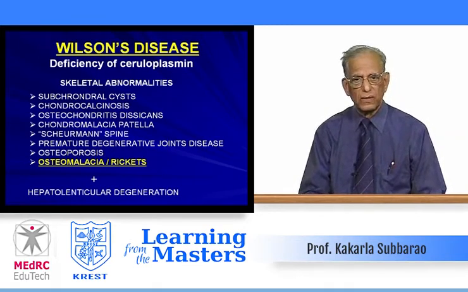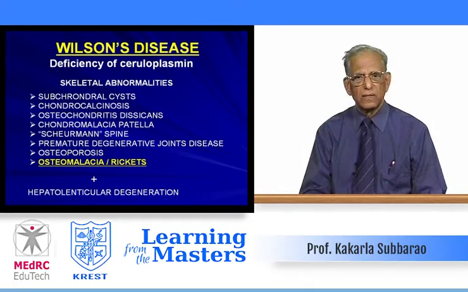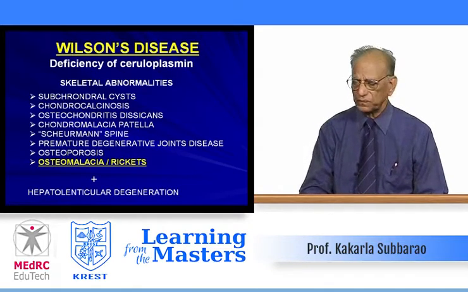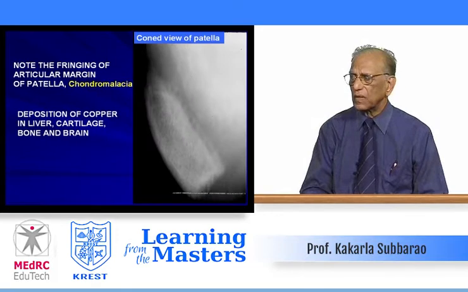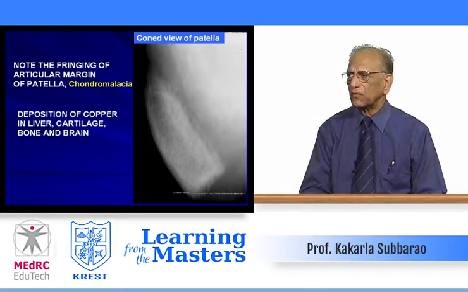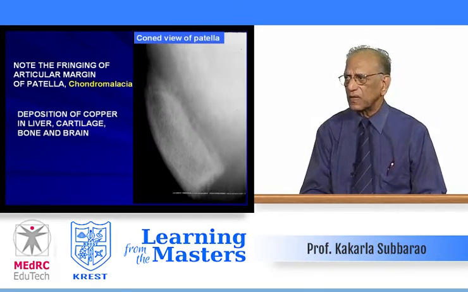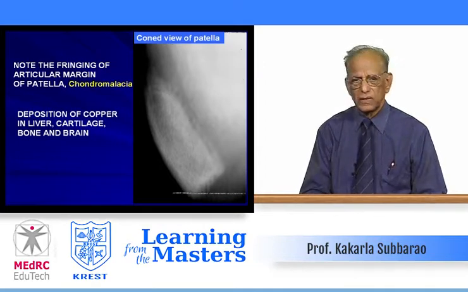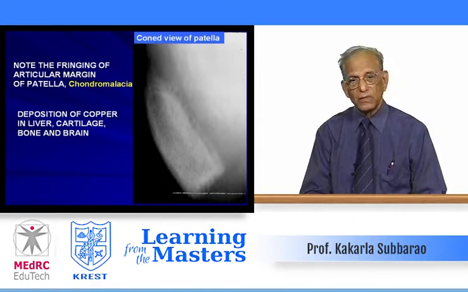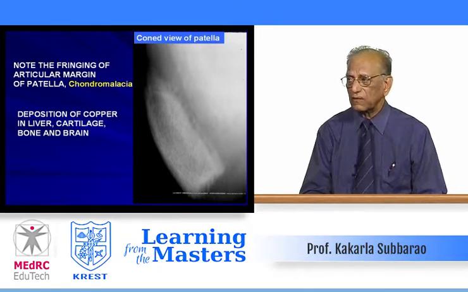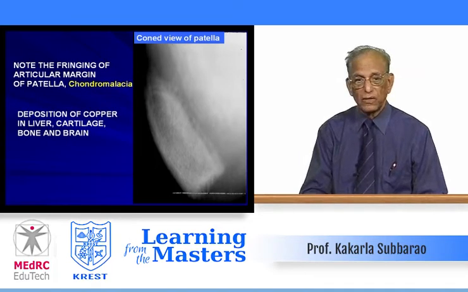In MRI of the brain, you may see several changes, widening of the sulci and hydrocephalus, calcifications, etc. In the cone view of the patella, you see the fringing of articular margins on the articular side and chondromalacia of the patella. This is due to, as I said earlier, ceruloplasmin enzyme is deficient, copper is in excess, with deposition of copper in liver, cartilage in this case, bone, and also in the brain, particularly in the extrapyramidal system.